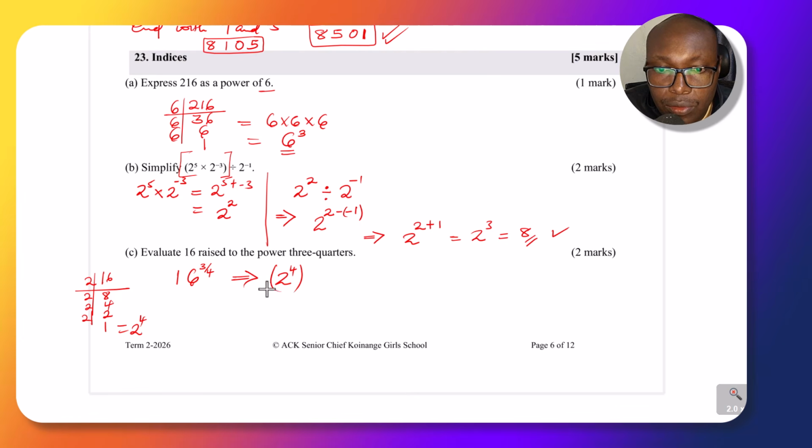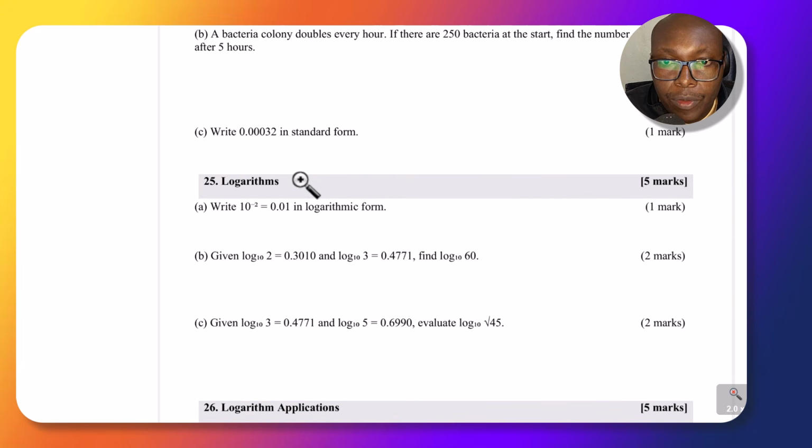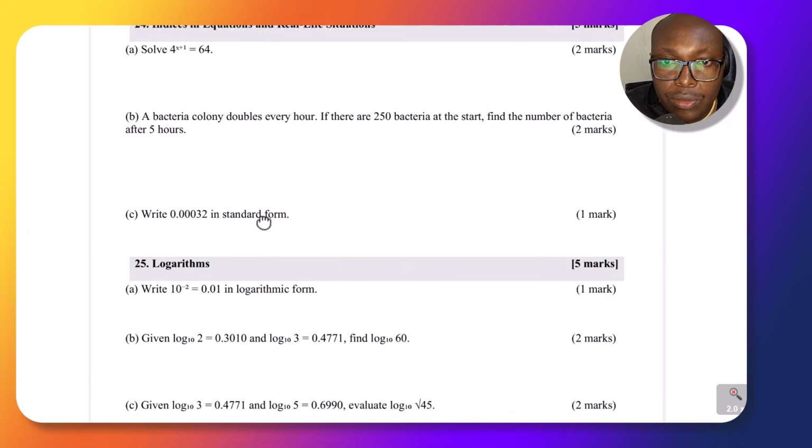And then you have to raise these to 3/4. So this gives you 2. Then you multiply the powers 4 times 3/4. And this will give 4 by 4, 1 by 4, 1. So this one you get 2 cubed, and 2 cubed will give you 8 as the solution. So that is all for that question. We can go to the next question. So the next question is here.